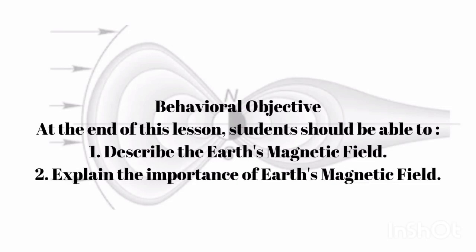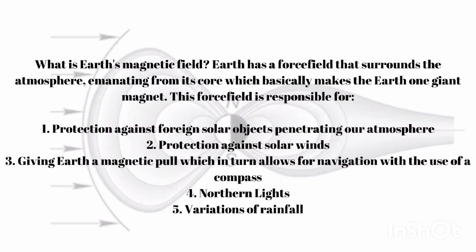Now, what is Earth's magnetic field? Earth has a force field that surrounds the atmosphere, emanating from its core, which basically makes the Earth one giant magnet.